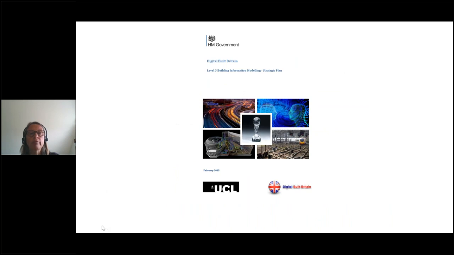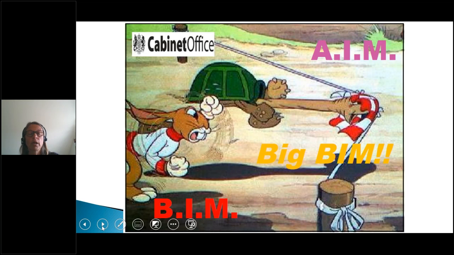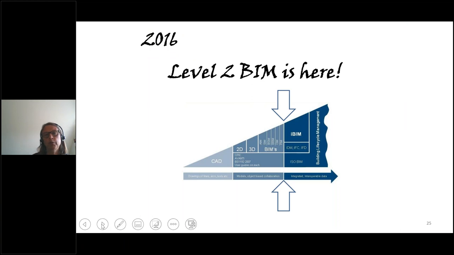A similar time, February 2015, Digital Built Britain was published, the Level 3 Building Information Modelling Strategic Plan. Huge excitement around this, and I think it was already existing. But do you remember the race there was? Oh, we're already doing BIM level three. I certainly heard, and I know that others have said that they were hearing about BIM level 10. Really not a very helpful way of approaching this.